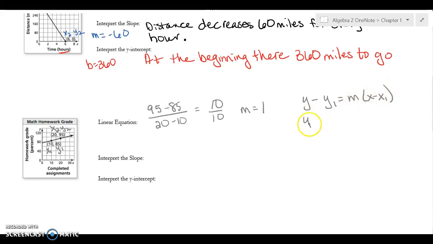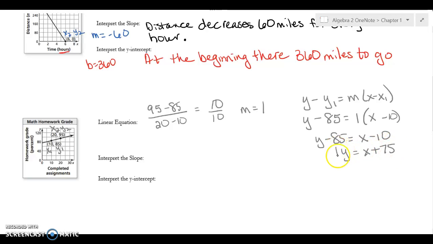And I already have my y1. I already said my y1 was 85. And my slope I just found was 1, and my x1 is 10. So I get y minus 85 is equal to x minus 10. I add 85 to each side, so I get y equals x plus 75. And so that is our linear equation.